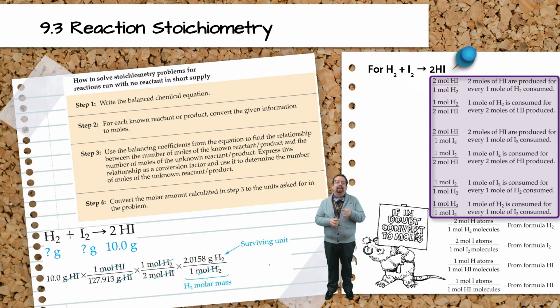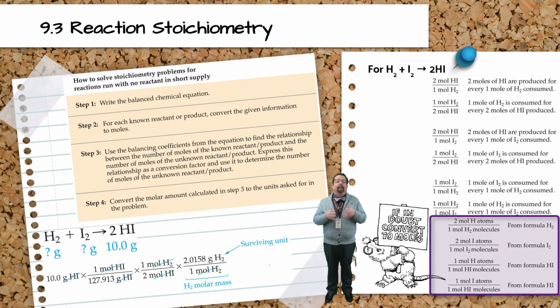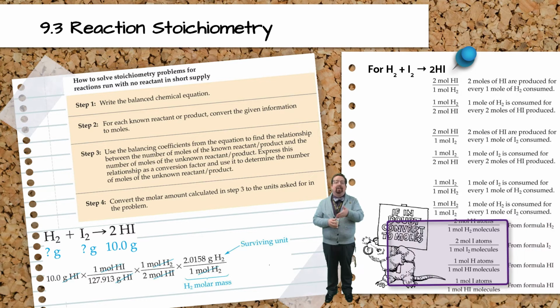From our balanced chemical equation, we see that for every 1 mole of H2, there are 2 moles of HI. For every 1 mole of I2, there are 2 moles of HI. And for every 1 mole of H2, there's 1 mole of I2. From our molecular formulas, we can also see that there are 2 moles of hydrogen atoms in every 1 mole of H2 molecules, and we can do the same for I2 and HI as well.